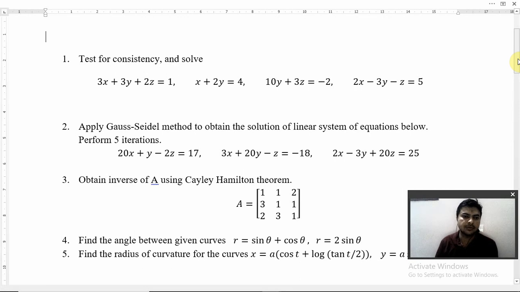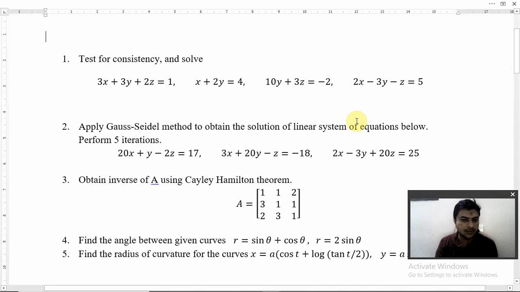When you look at the first problem, they have given: test the consistency and solve. They have given these equations. Looking at these equations, you can see it is a 4 cross 4 and it will take time. Keep this in mind, right?